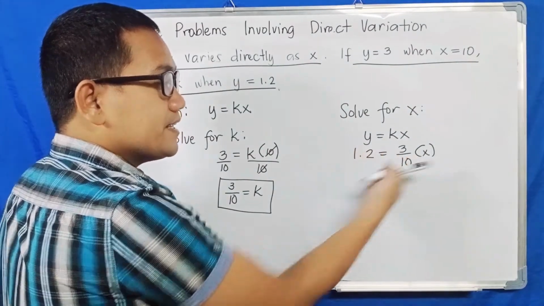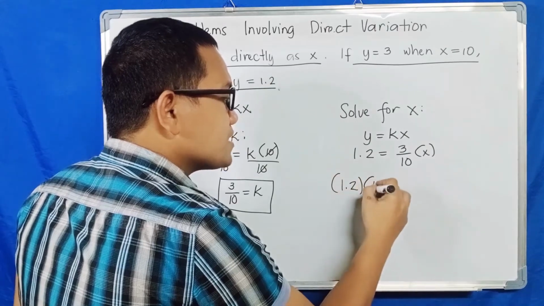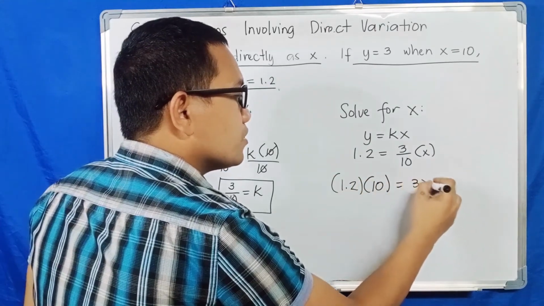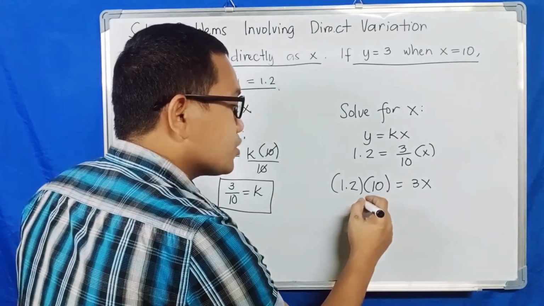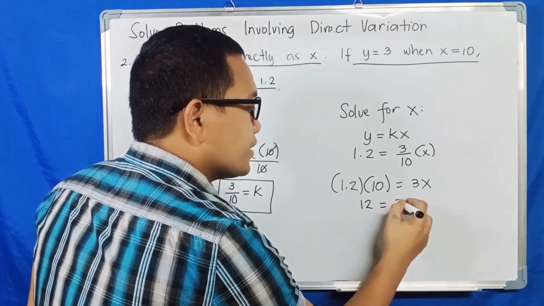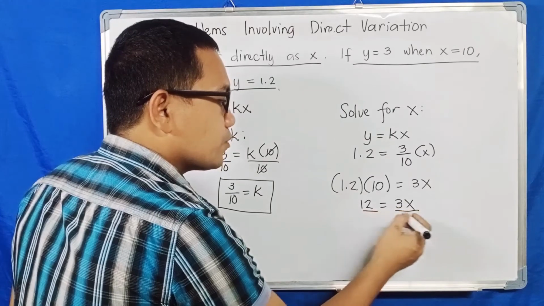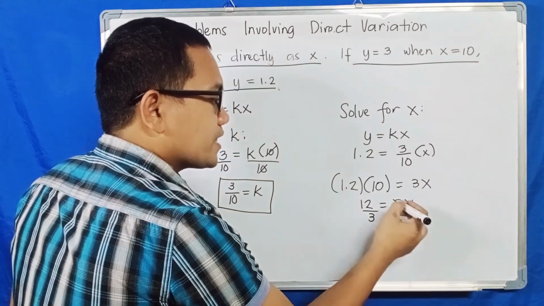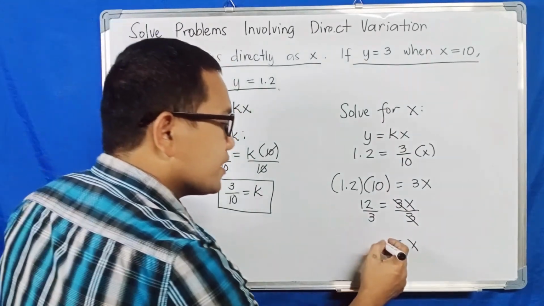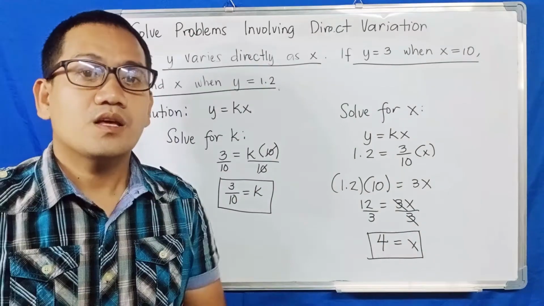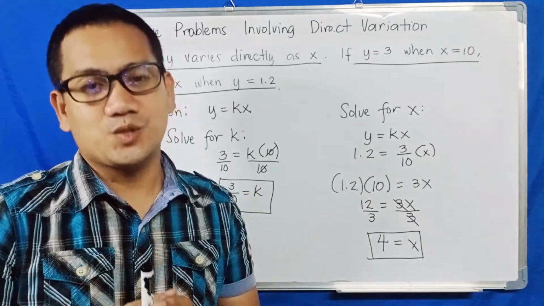Then, solving for our x can be done first if we apply cross multiplication as we multiply 1 and 2/10 by 10. So we will have 1 and 2/10 times 10 is equal to 3x. So 1.2 times 10, we will have 12. That is equal to 3x. Then because we are solving for x, we will divide both sides of the equation by 3. So we can cancel out 3, leaving the variable x, and quotient of 12 and 3, that is equal to 4. So this will be the value of our x when y is equal to 1 and 2/10.